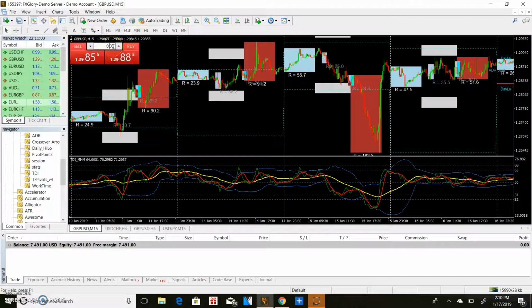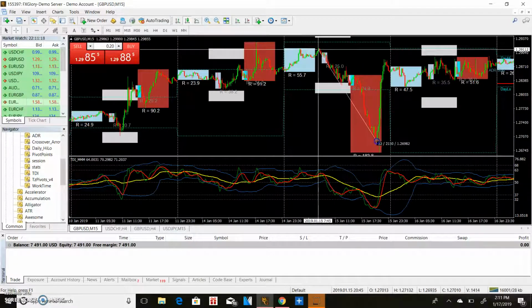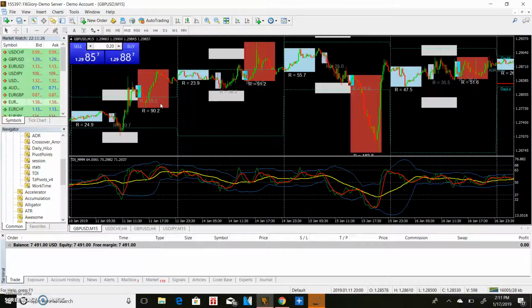If you do 20 cent, 20 cent in the market is equivalent to $2, meaning when you hit that buy button, let's say you were trading 20 cent lot size, right? So let's say you caught all of these pips right here. You caught around 21 pips, right? So it'll be $2 times 21, right?